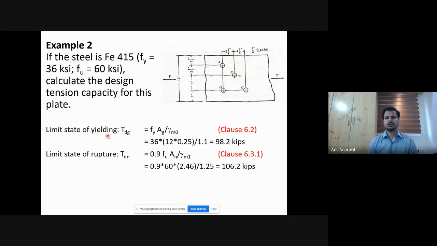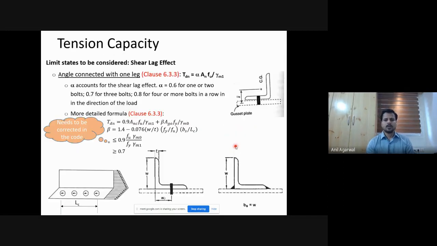So the two limit states that will govern are the cross section yielding and rupture of the net section. For the cross section yielding, this is the expression Fy Ag by gamma M0, and for net section rupture, it is 0.9 Fu An by gamma M1. Substituting the respective values, we find that in this particular case, the limit state of yielding is governing. Fine. Then there are two other types of limit states that we wanted to talk about.